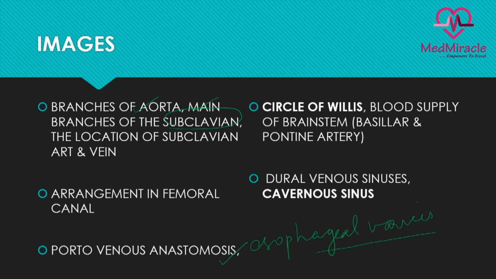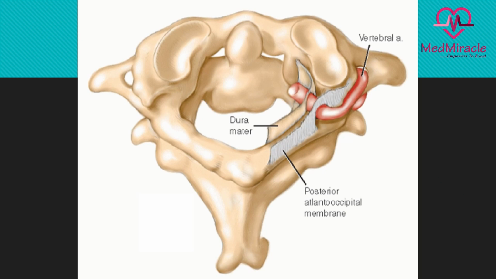Again, dural venous sinuses, cavernous sinus can easily come as a question. The arrangement of nerves along the cavernous sinus should also be well understood in image form as well. This is an example of an image where the third part of the vertebral artery's relation with the C1 vertebra is being shown. It was a question recently asked in an AIIMS exam.